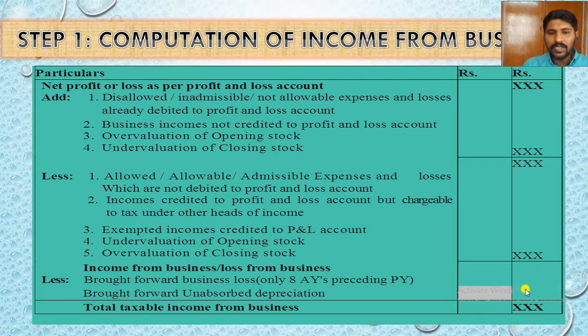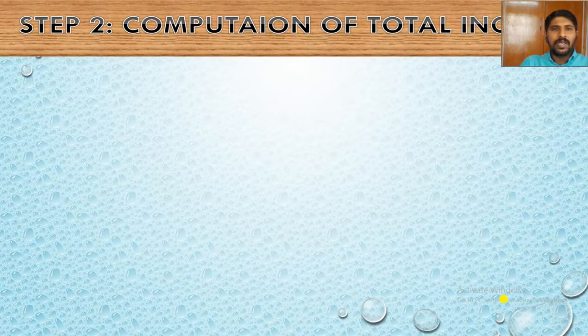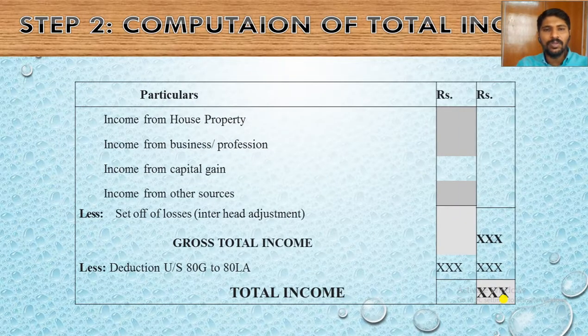If you subtract this, you will get the total taxable income from business of the company. This is step 1, computation of income from business. Next, let us go to the second step, that is computation of total income. Step 2 is computation of total income. In order to compute the total income, you have to use the following format.